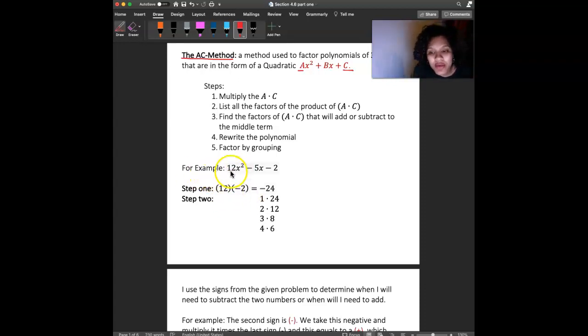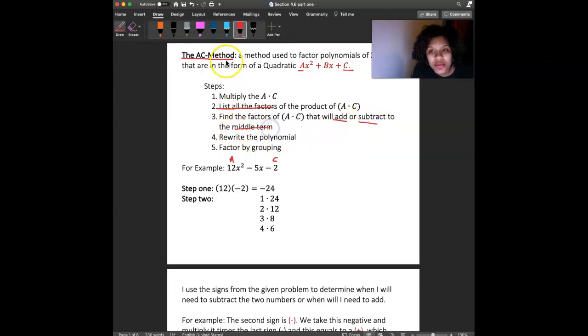Now, enough words, let's see some numbers. So in this example, you have 12x squared minus 5x minus 2. Step 1 is to multiply the a times the c. 12 times negative 2 gives you negative 24. Step 2 is to list all the factors of this multiplication. So the factors of 24 are 1 times 24, 2 times 12, 3 times 8, 4 times 6.